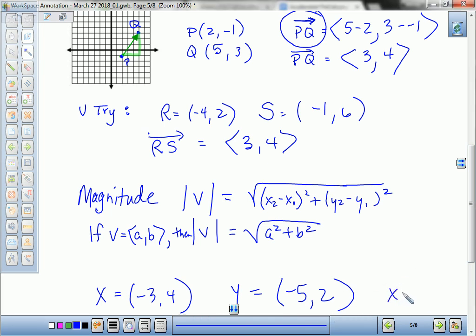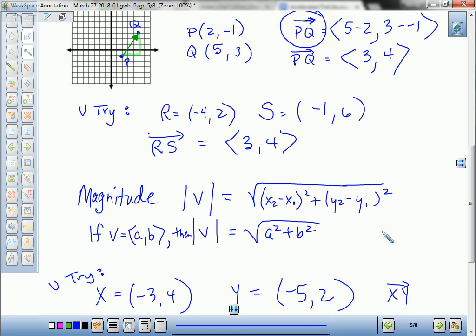So, if I gave you these two new points, I would like you to 1, find vector XY, and 2, find the magnitude of that vector. Okay? So this is you try. Can you give us a little bit of time? Yeah, I sure will. Let's not shout it out, please.